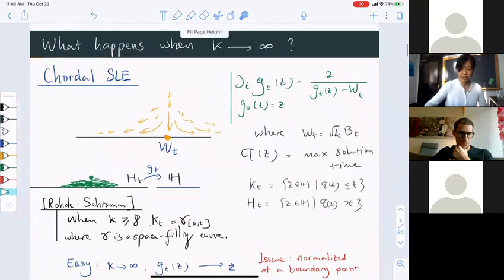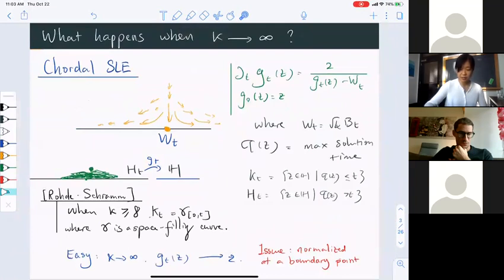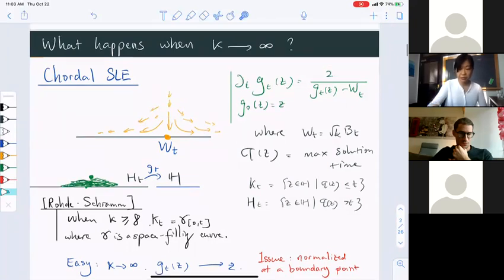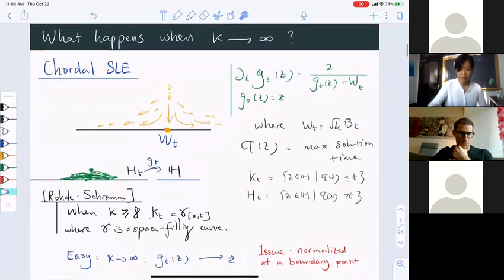So the story started with the first question: we wonder what happens when kappa goes to infinity. To talk about the large deviation, maybe the first thing one should understand is what is the limit? The limit is always the energy minimizer. If there is a large deviation principle, then the limit has to be the minimizer.